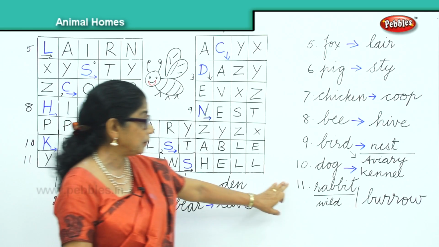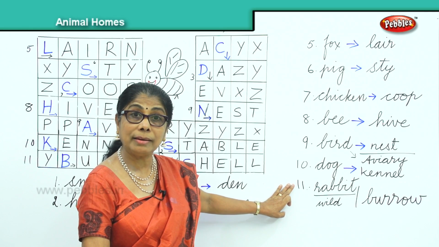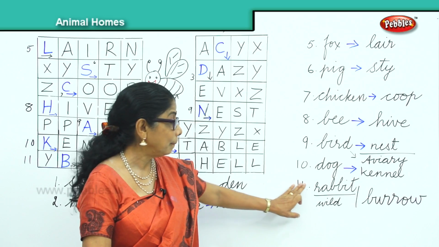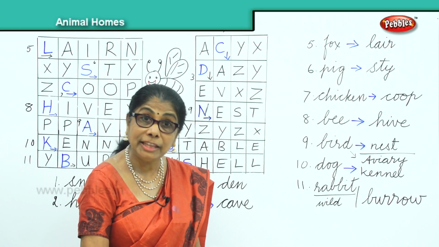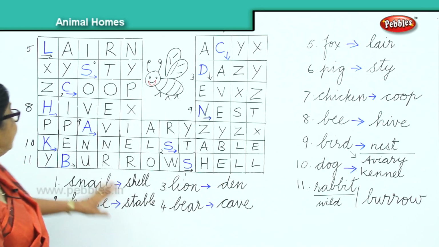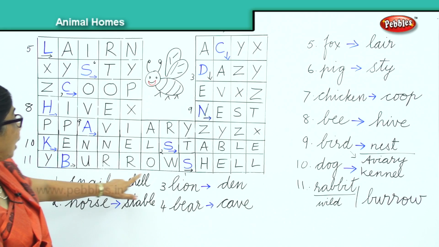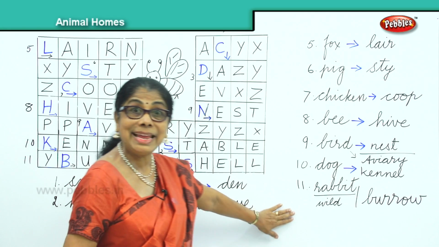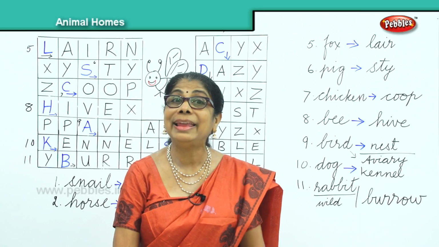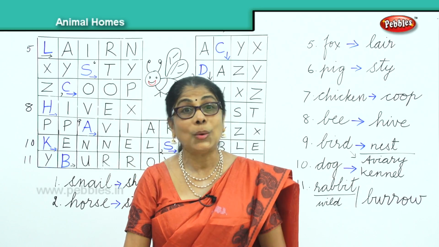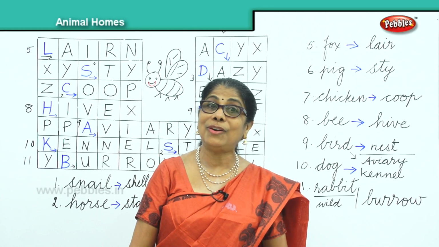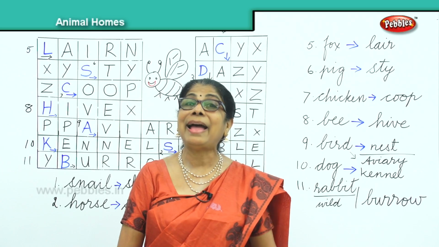Now, rabbits, the wild rabbits. Wild rabbits make their own home called burrow, B-U-R-R-O-W. But the tame rabbit, where do we keep them? In a hutch. The tame ones, we build for them. So, that's called tame rabbits are kept in a hutch.